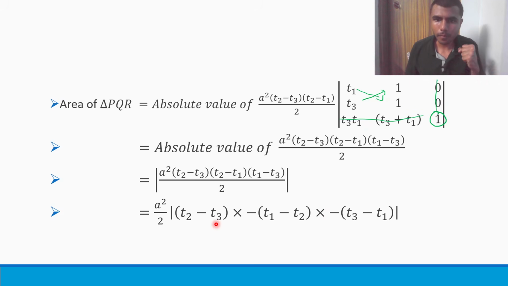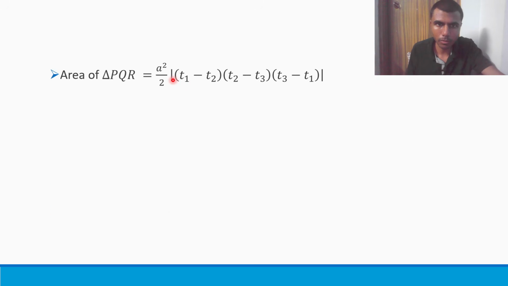Now T1 minus T2, keep it in the beginning, 1, 2 pattern, and then T2 minus T3 will come in between, 2, 3, and then 3, 1. This you keep as it is. So I get a square by 2 into mod of T1 minus T2, T2 minus T3, T3 minus T1. I hope this step is clear. Nothing much was done, just a little rearrangement here to here, here to here. Okay, just a little rearrangement I did. Now, next.